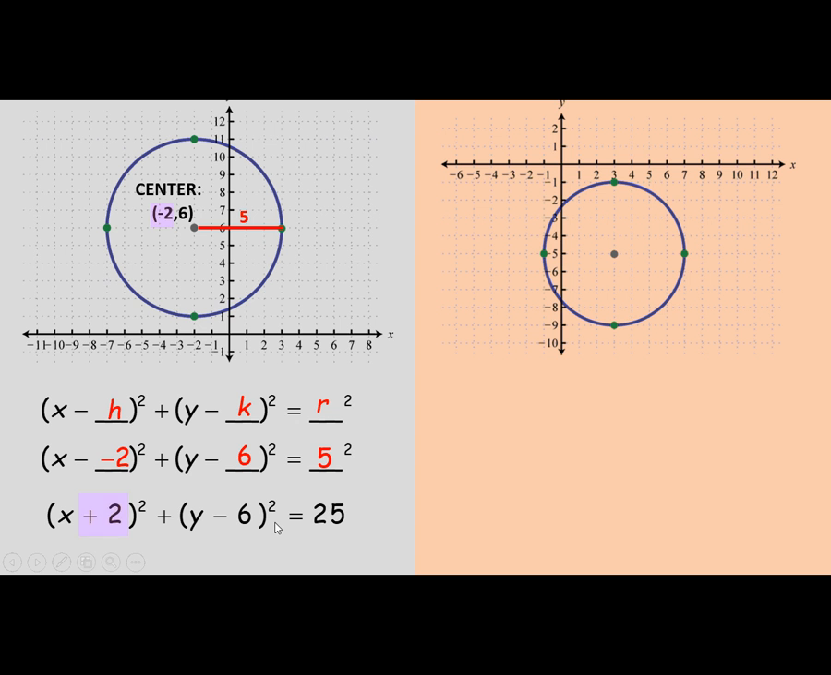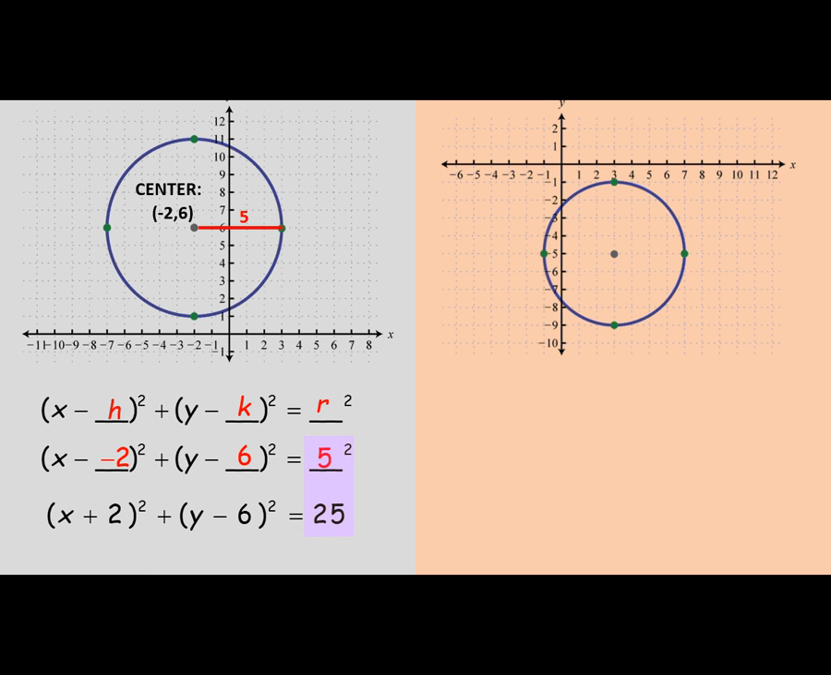Again, you'll notice a couple things. The -2 for the center of the circle became +2 in the equation, and likewise, the +6 in the graph became -6 in the equation. They always change signs. And then the other thing you'll notice is that our radius is squared. Take a minute. Find the equation for the circle on the right.